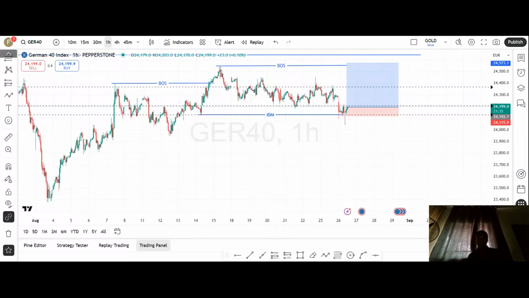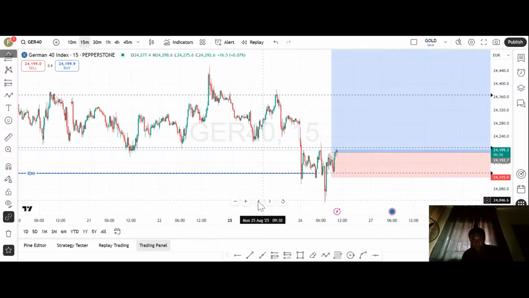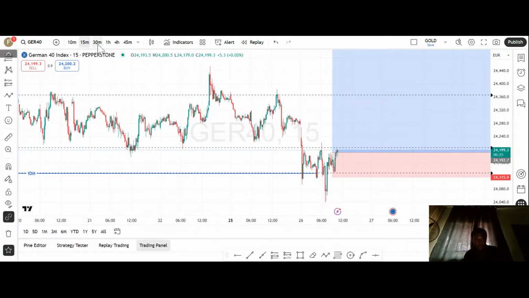So I will show you how I'm entering on this chart now. This one is an example. I don't need to tell you, I will show you. You will see I'm clear. So look at this very well now, right? Let's go to the 30-minute time frame.